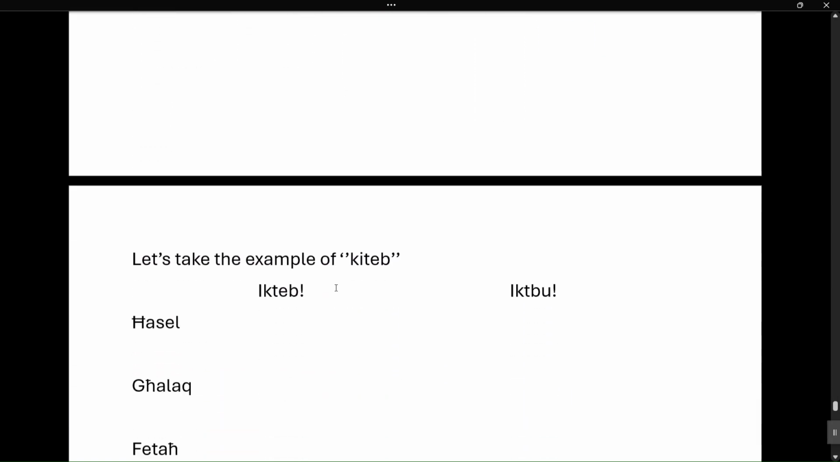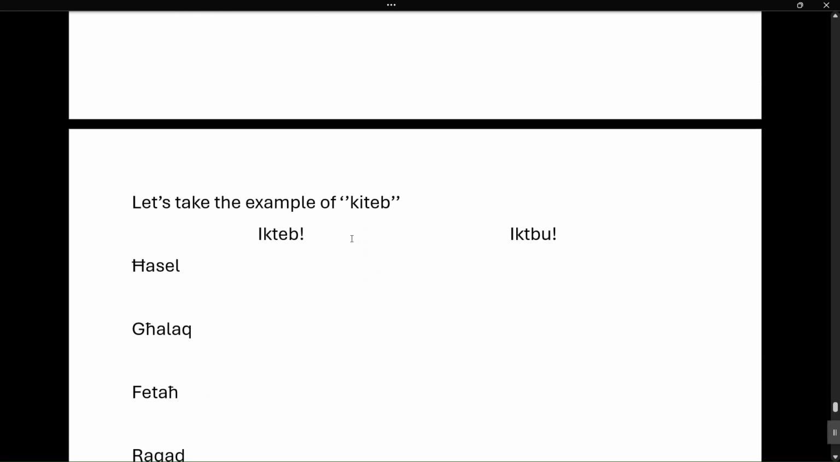So, bear with me for a second. We're going to use our very famous example verb kiteb, which means to write. And the imperative of kiteb, so the command of kiteb, is ikteb and iktbu. Ikteb means you write, you singular, ikteb il-homework, write your homework. Iktbu homework. You, all of you, write your homework. You're a teacher in a classroom of many students. Iktbu, issa, write, right now.